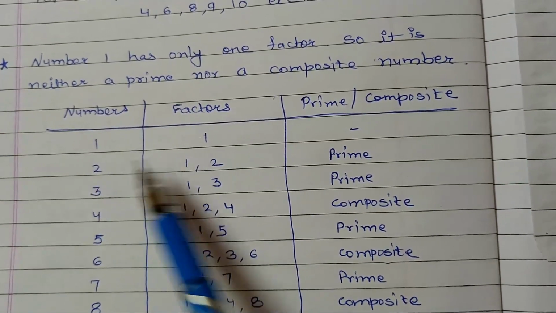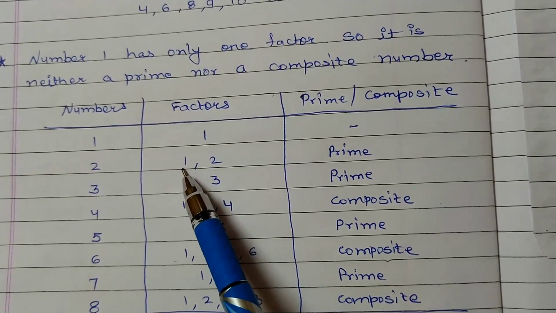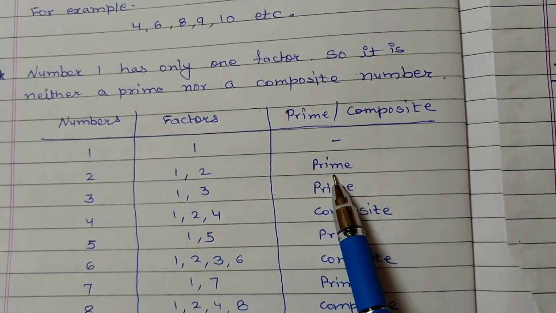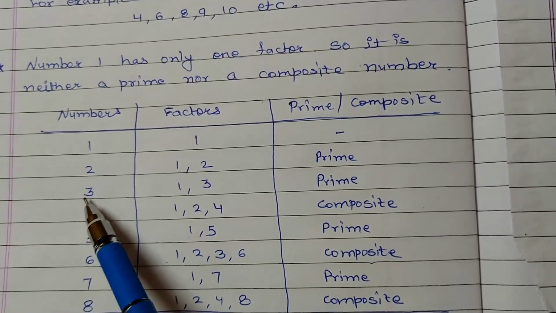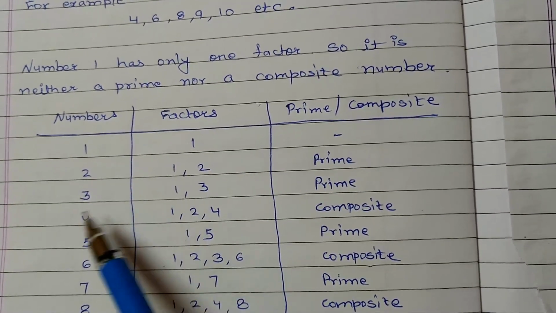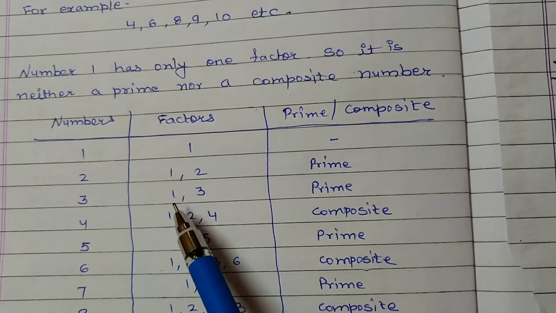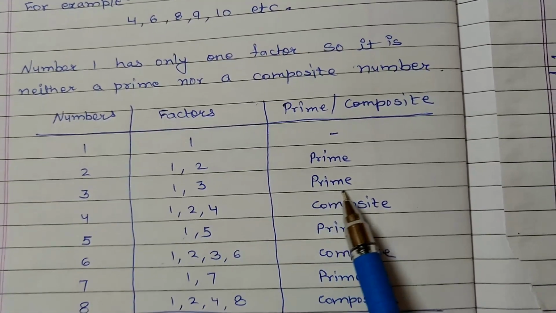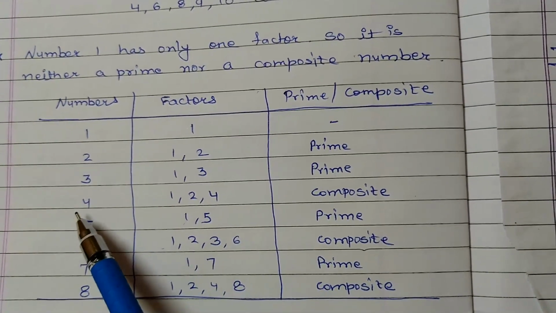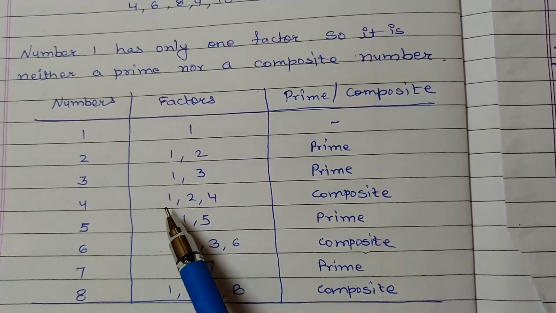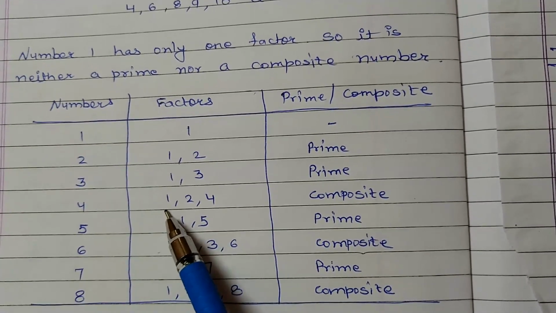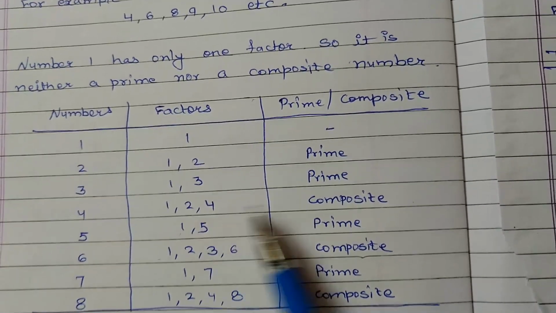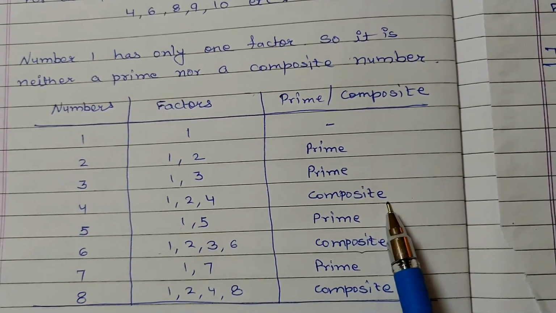If I take 2, its factors are 1 and 2. So it has only two factors, so it is a prime number. Next is 3. If we take 3, the factors are 1 and 3. Again it has only two factors, so it is a prime number. Next is 4. 4 has three factors, 1, 2 and 4. So since it has more than two factors, it is a composite number.